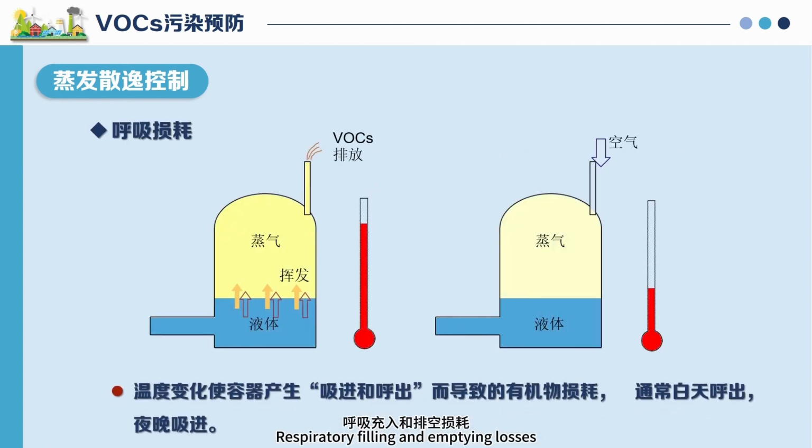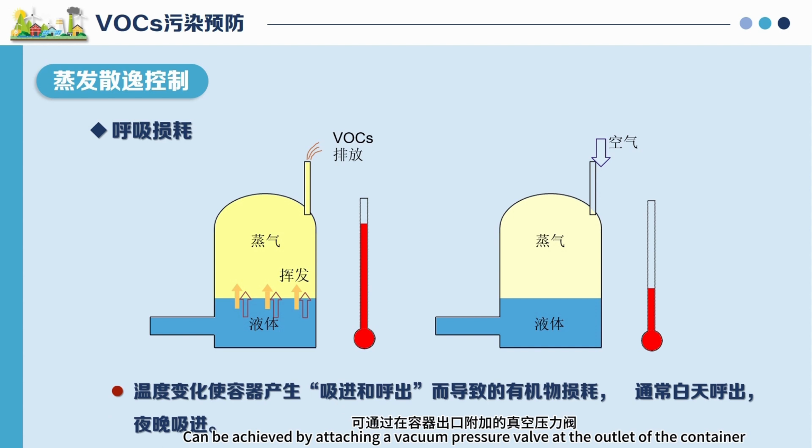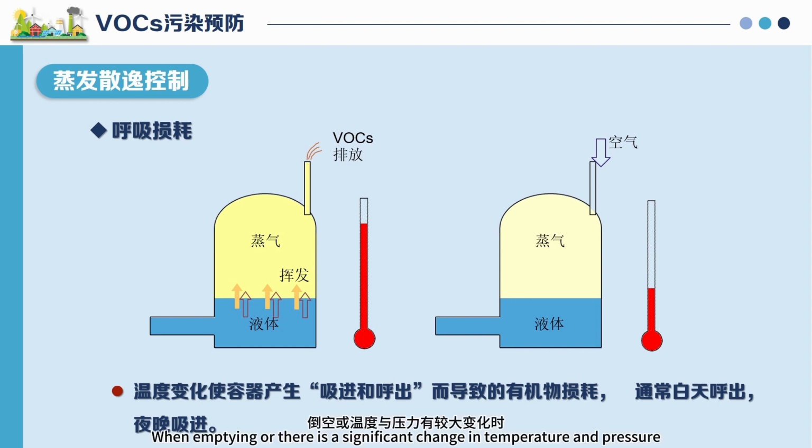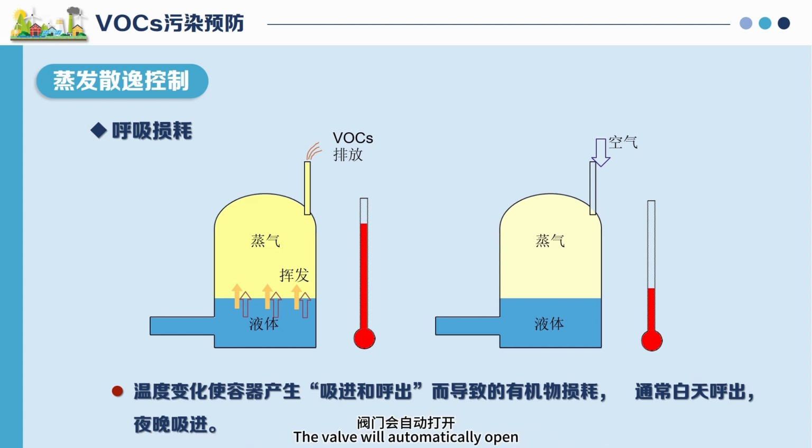Respiratory filling and emptying losses can be controlled by attaching a vacuum pressure valve, also known as a vapor protection valve, at the outlet of the container. When the pressure difference across it is small, the valve is closed. When filling, when emptying, or when there is a significant change in temperature and pressure, causing significant vapor outflow and inflow, the valve will automatically open. Transfer of gasoline and respiratory loss.